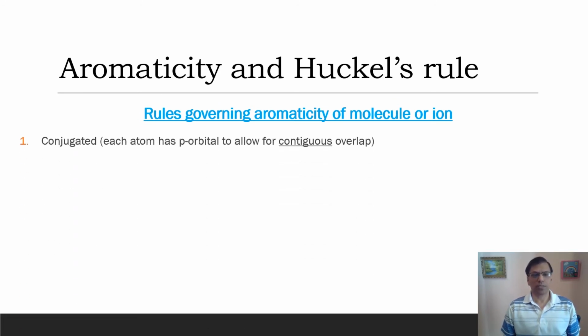The first rule indicates that each atom should have a p orbital to allow for contiguous overlap so that the electrons can be delocalized. The second rule is the molecule or the ion should be cyclic. It's okay to have more than one ring. The third rule is the structure of the molecule or ion should be planar.